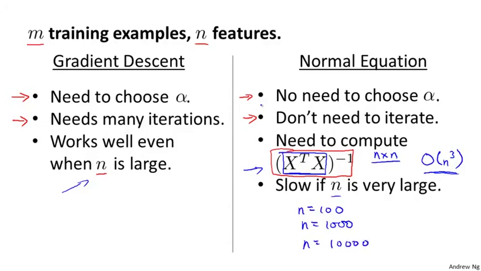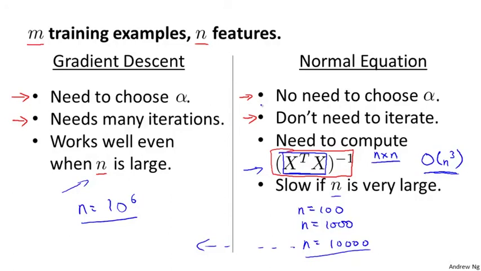If n is 10,000, then I might start to wonder. Inverting a 10,000 by 10,000 matrix starts to get kind of slow, and I might start to lean in the direction of gradient descent, but maybe not quite. With n equals 10,000, you can still invert a 10,000 by 10,000 matrix. But if it gets much bigger than that, then I would probably use gradient descent. So if n equals 10 to the 6, if you have a million features, then inverting a million by million matrix is going to be very expensive, and I would definitely favor gradient descent if you have that many features.